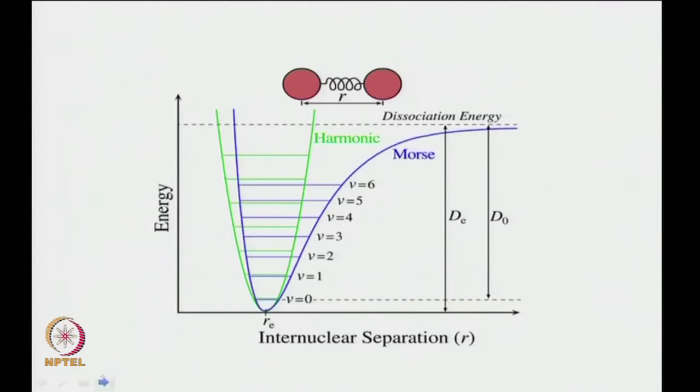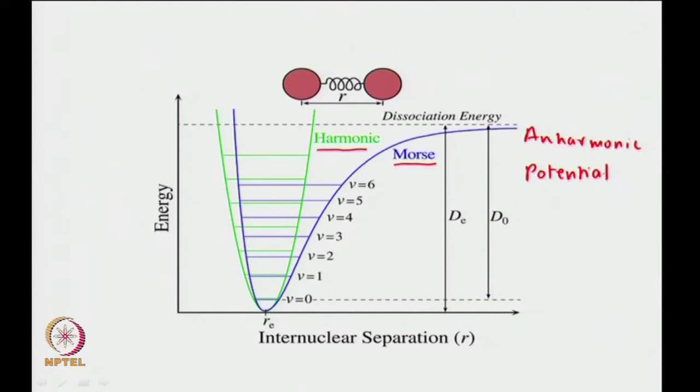So, this was a very brief introduction about this vibrating bond. Now, just one more thing before we start looking into vibrations. So, you can see this is another plot where you have two potentials shown. One is a harmonic potential, which is given in green, and the other one is a Morse potential, which is also known as an anharmonic potential.